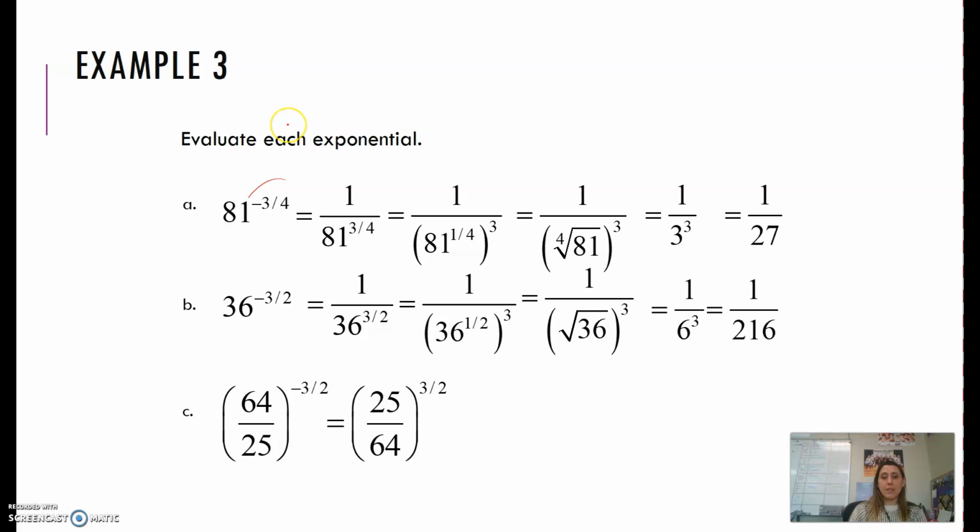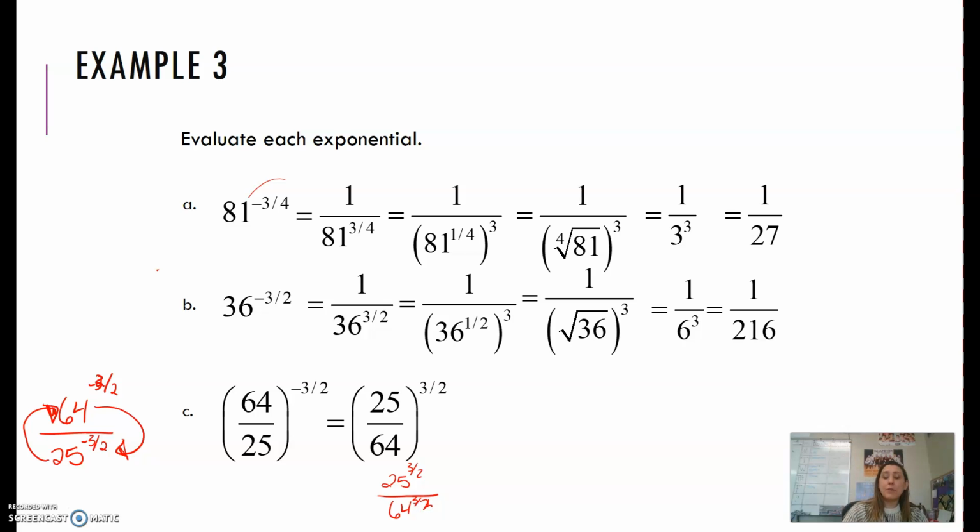All right, so this one is a little bit trickier. So this would be the same as saying 64 to the negative 3 over 2 over 25 to the negative 3 over 2. So because this one is negative, this exponent is negative, we're going to move it to the denominator, and since this one is negative, we're going to move it to the numerator. So that's what's right here. And that can be rewritten as 25 to the positive 3 halves over 64 to the positive 3 halves.